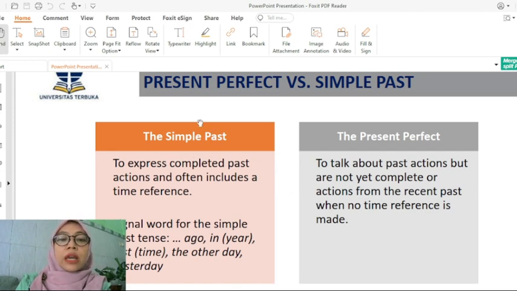The first one, when you want to use simple past, you can simply use verb number 2. But when you want to use present perfect, you should use the past participle verb, or verb number 3. So what is the difference? When you want to use simple past, you should know exactly the time reference. Whereas in present perfect, you should not tell the reader about the time reference. Read more about this one in this session.